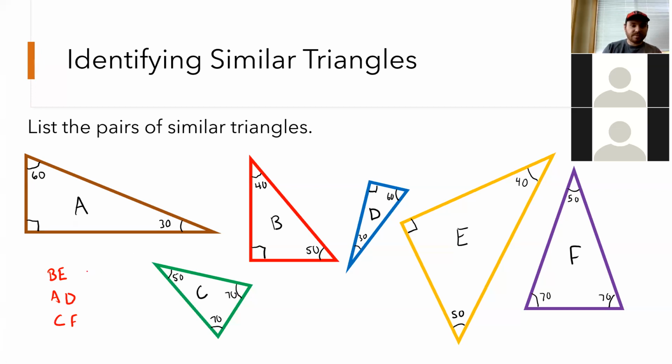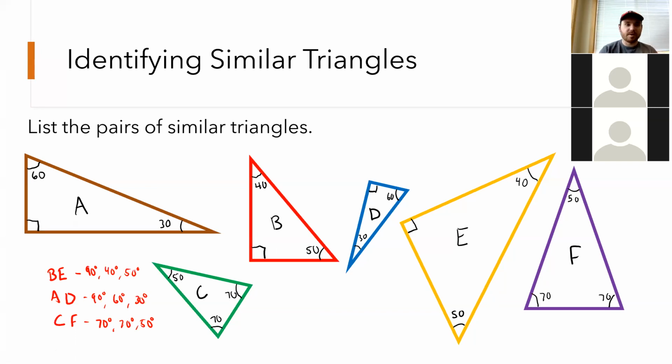And we can list out the angles for each one if we want to, just if that helps you visualize it. So B and E have a 90-degree, 40-degree, and 50-degree, A and D have a 90-degree, a 60-degree, and a 30-degree, and C and F have 70-degree, 70-degree, and 50-degree. Okay, any questions about that?